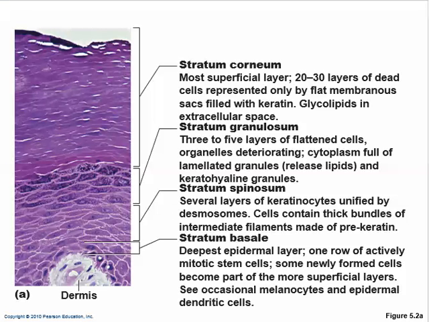Now, we find the epidermis in some distinct layers, 4 or 5 distinct layers, depending on whether it's thin or thick skin. So thin skin, which is most of your skin, has the deepest layer, the stratum basale, and this is the layer where there's mitosis going on. This is the layer where new skin cells are formed, new keratinocytes are formed, and so these are the youngest cells in the epidermis.